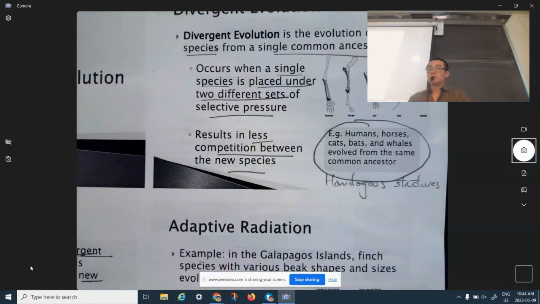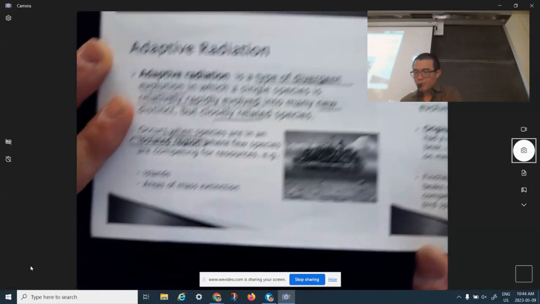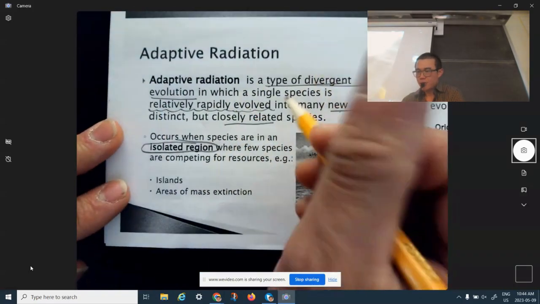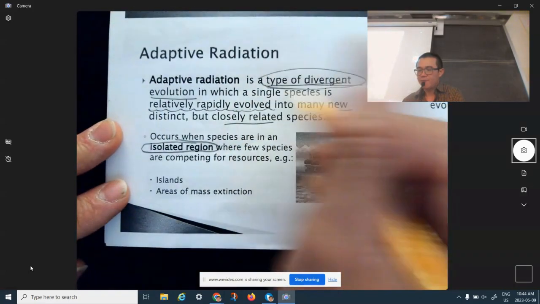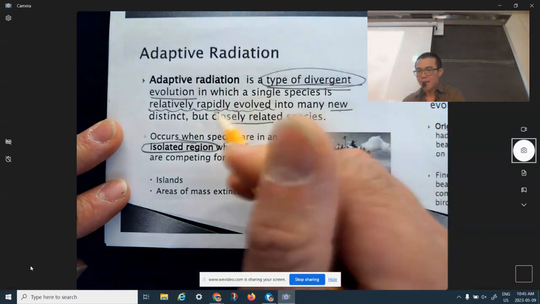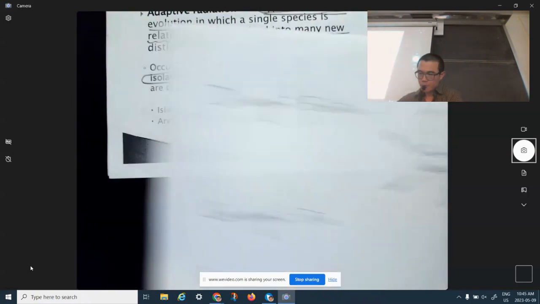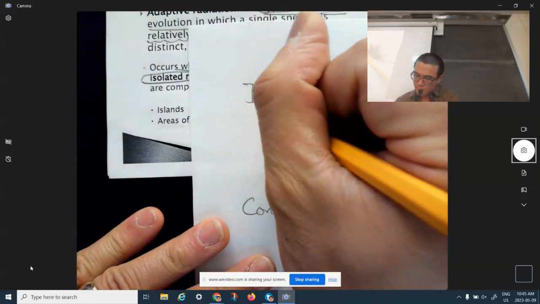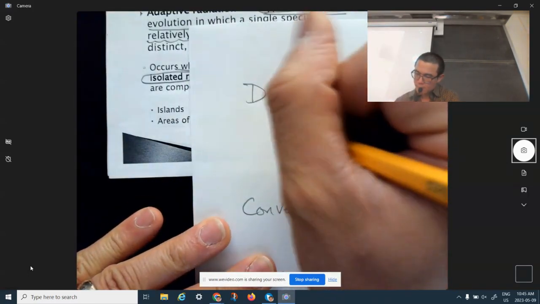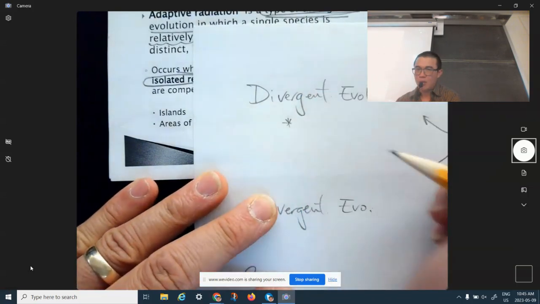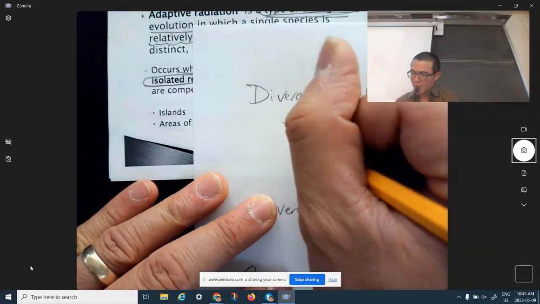Any questions so far? Now, adaptive radiation here, it's a type of divergent evolution. Okay? So let me just put it in here. This is almost like a mind map, but not really a well done mind map, let's just say.